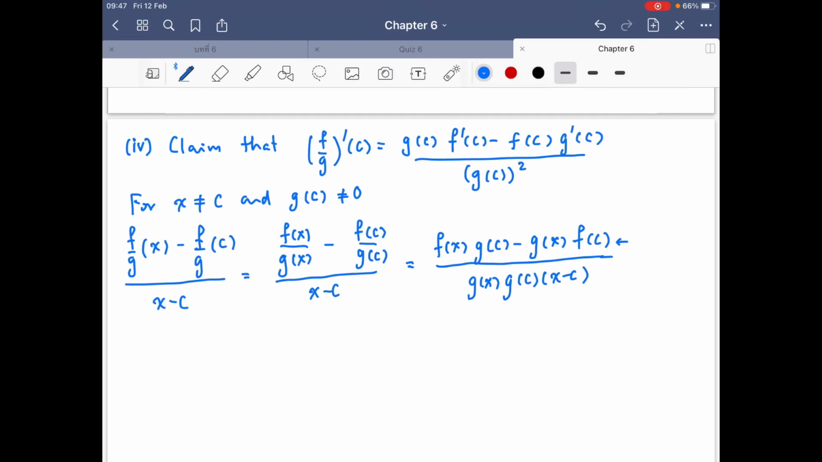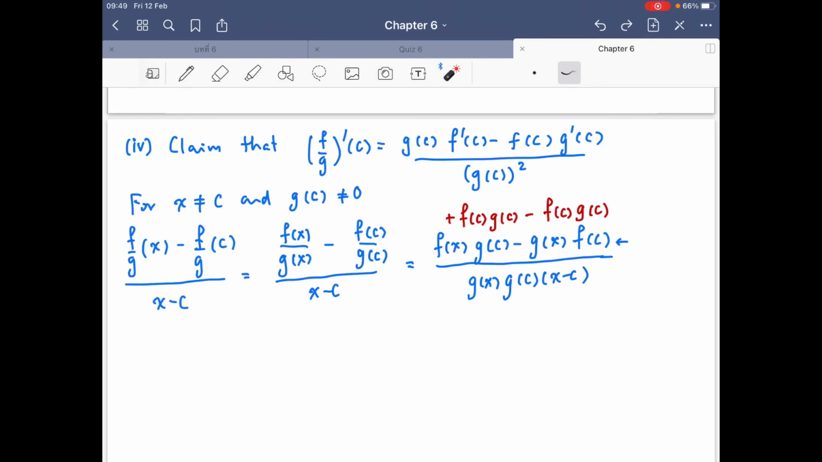So you may try the same term as we did in the product. However, this time, let me just add f(c)g(c) instead, and subtract f(c)g(c) as well. You may try the same term as your product first, and then you see what will happen, or what kind of problem will occur.